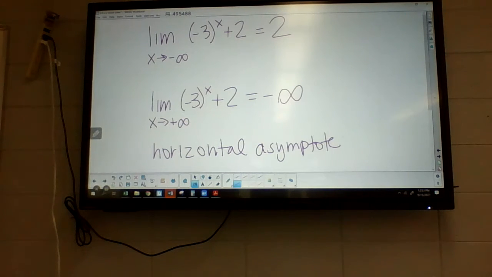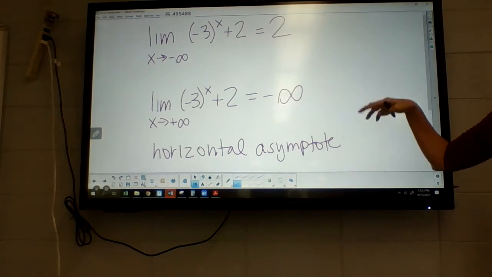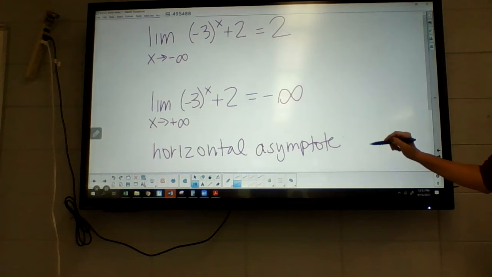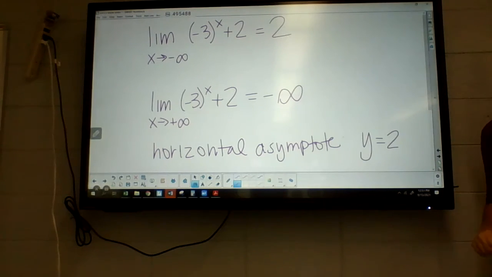Now the flat line, if I could draw a flat line to show where that graph is headed towards, is that 2. And so like Stone asked, isn't it always one of these two? It probably is. But you just have to write it as an equation, so it's y equals 2. Okay? Let's try one more before we move on to a little bit different topic.